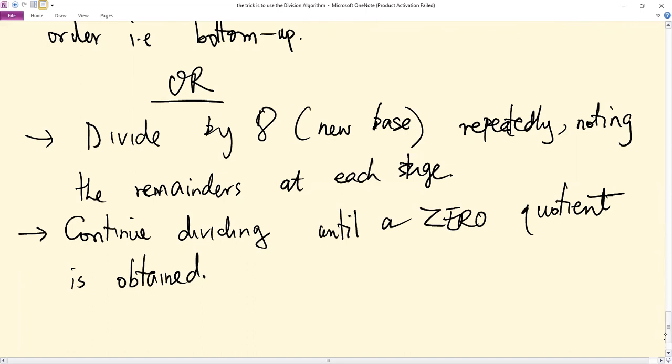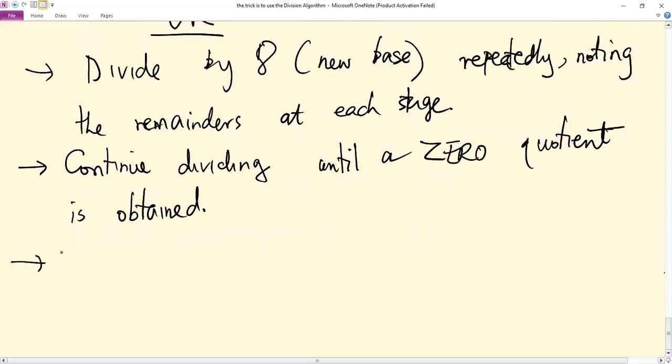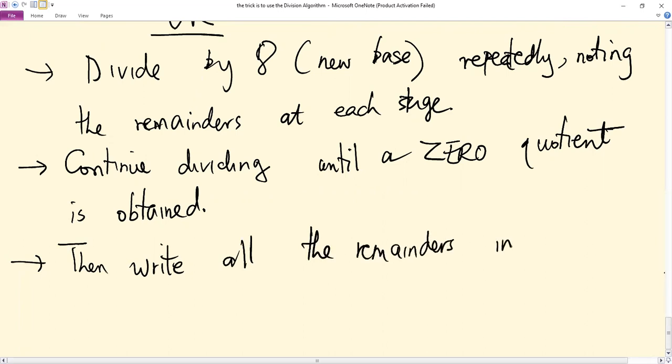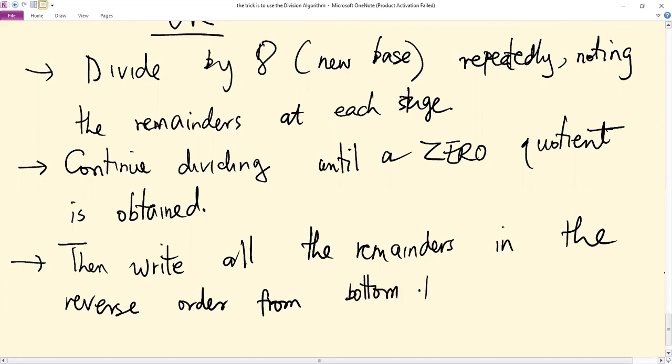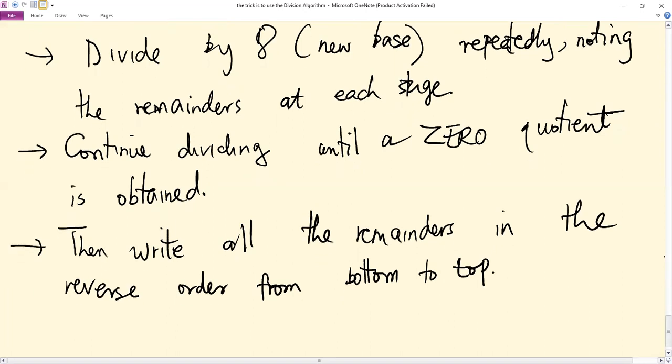And then finally, write all the remainders in the reverse order, from bottom to top. So that is where the phrase "bottom up" comes from. So let's do an example.